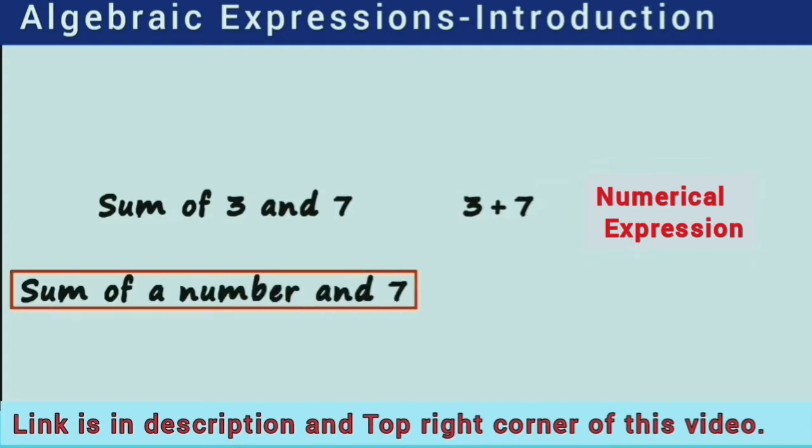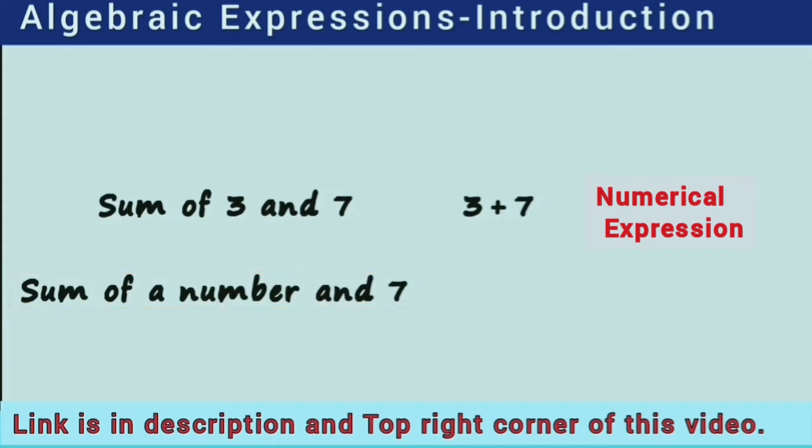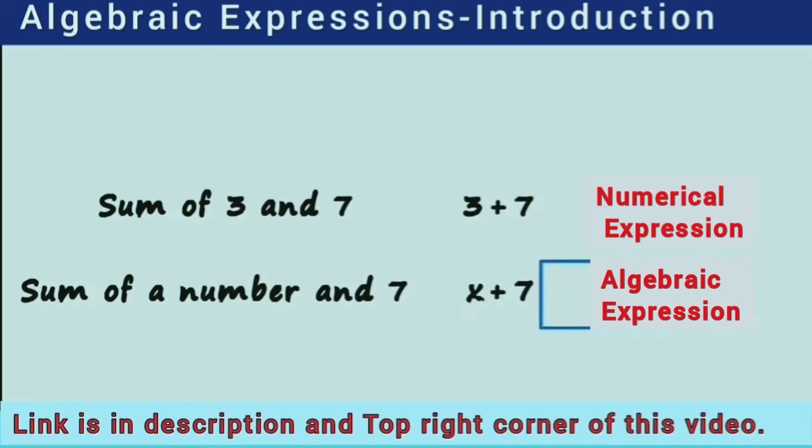Now, how do we write the sum of a number and 7 in a mathematical way? As we don't know what this number is, we can use a variable in its place, right? We can write it as x plus 7, where this x can take any numerical value. As this expression also has a variable in it, it's called an algebraic expression.